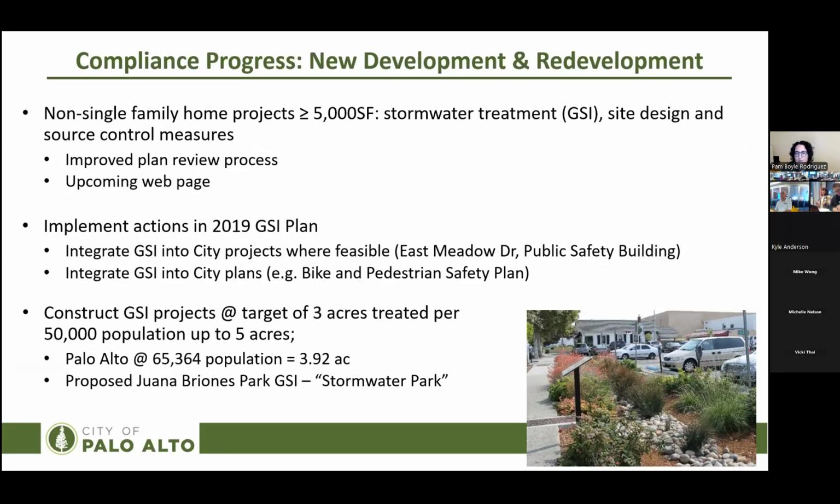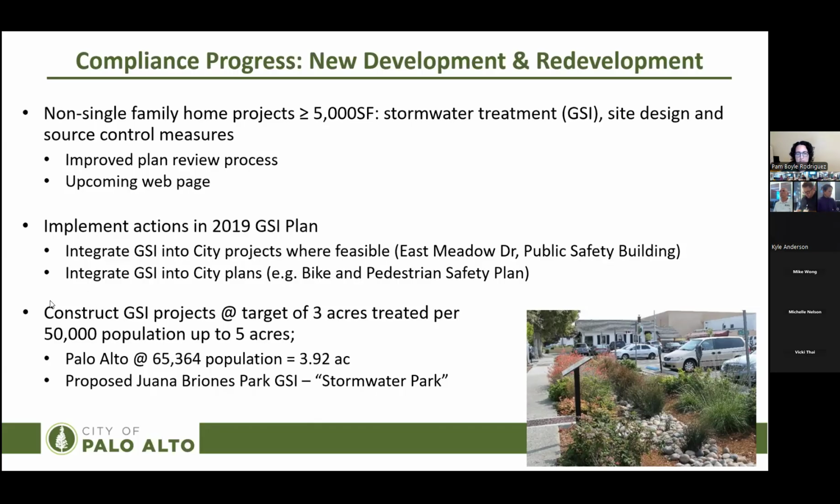And for anyone there who was, I don't know if anyone else was with us in 2019 when we had a green stormwater infrastructure plan. We are working on implementing some of those items. Some of that is implementing GSI in city projects. We did that with the East Meadow Drive project. We added extra GSI with the public safety building, and we added extra GSI in the city plans. For example, the bike and pedestrian safety plan, the draft is out, and we were able to implement that as one of the priorities for that.